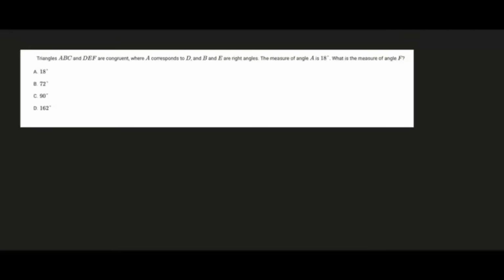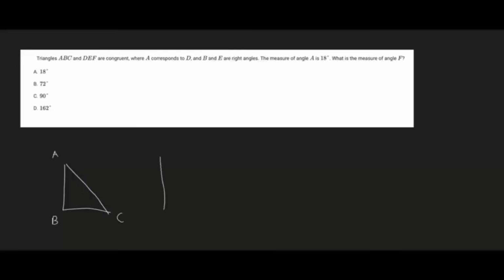Triangles A, B, C, and D, E, F are congruent, where A corresponds to D, and B and E are right angles. The measure of angle A is 18 degrees, whereas the measure of angle F. All right, so we know that these are right triangles, so let's just draw them out. So our first triangle is going to be, looks like B and E are the right angles, so I'll just put B here and A up top. And we'll call this one C.